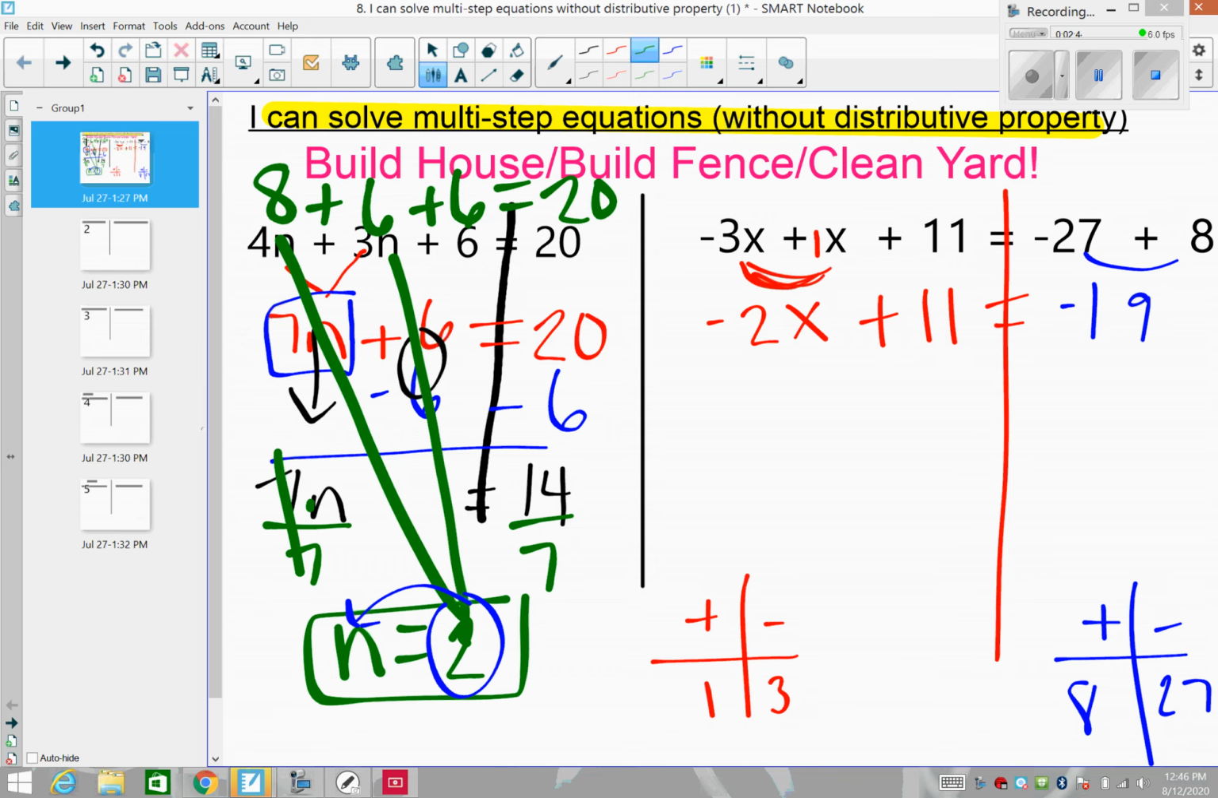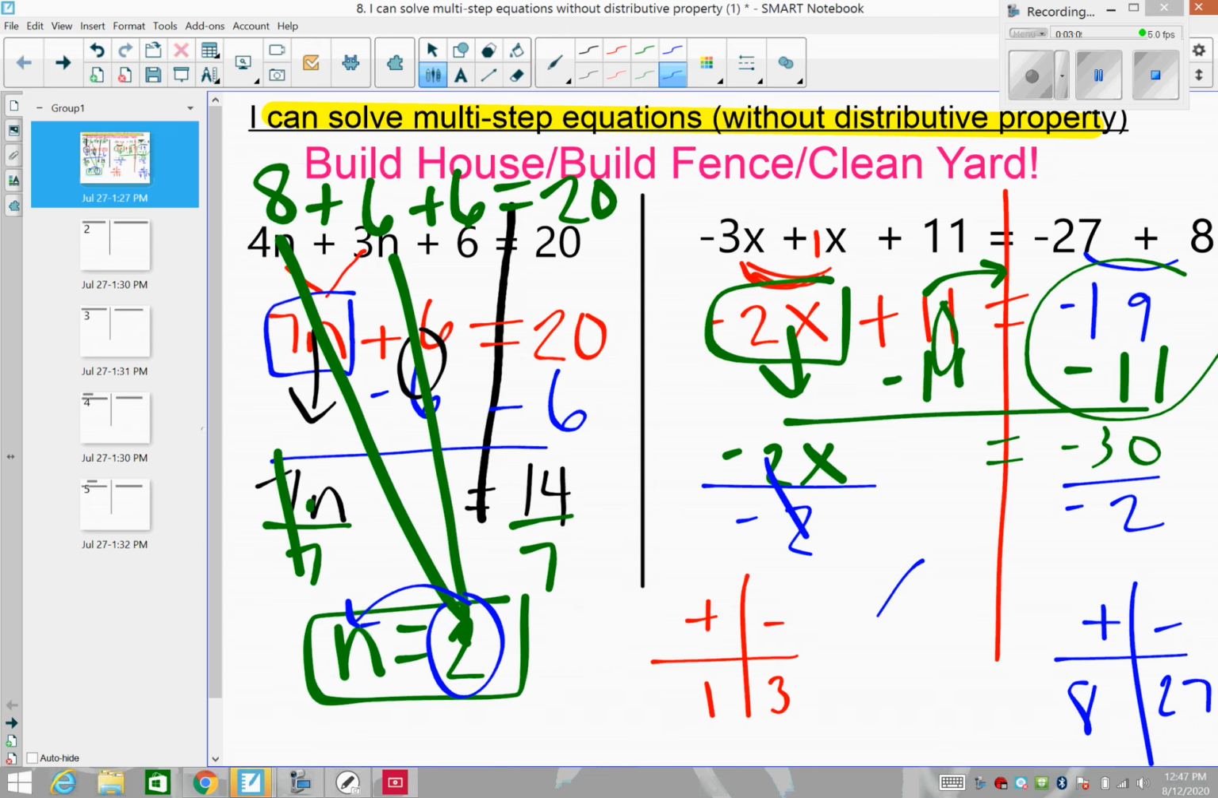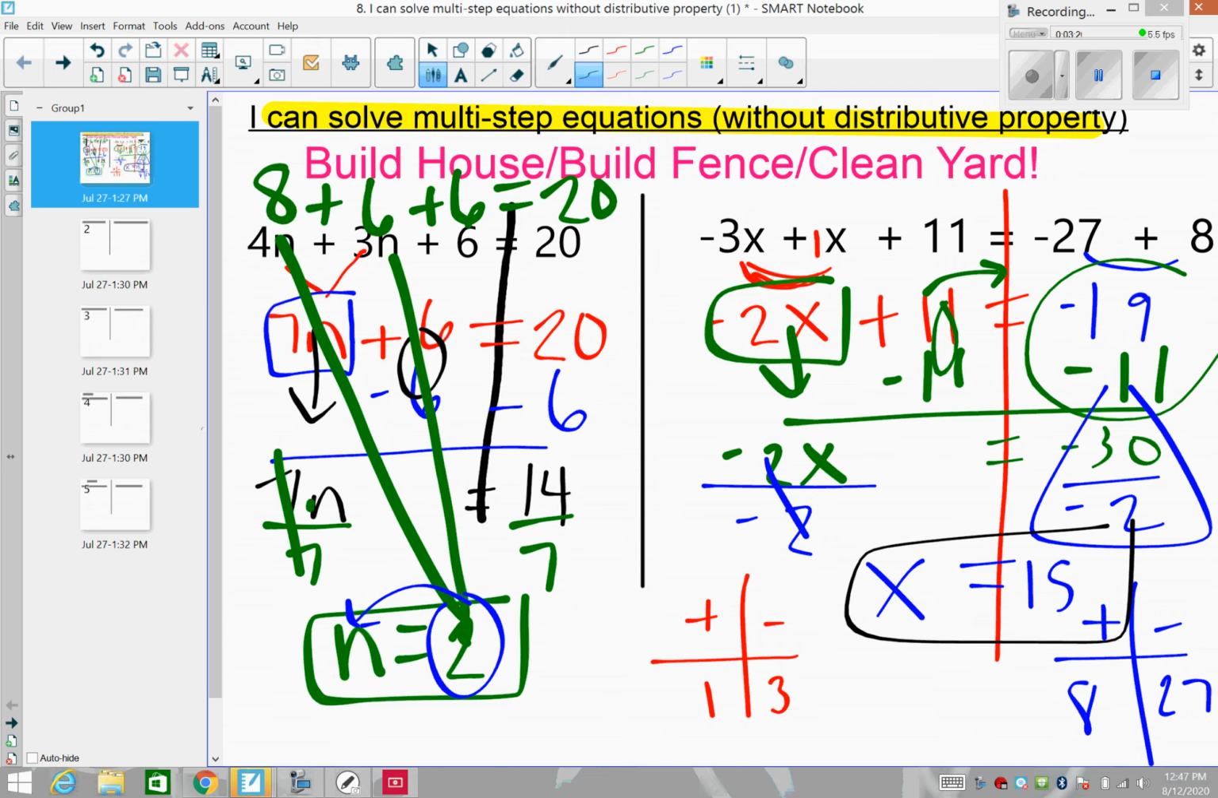So we're going to build a house, build fence, clean yard. So to clean the yard here, we're going to subtract 11, copy, paste. If I haven't used it, drag it down. And when we tug of war that, we end up with 30 players on team negative. One more step here then. So to get rid of the multiplication, we would divide, copy, paste. So we end up with x is equal to, this is a triangle problem, positive 15. So we would substitute back in to check, of course, is the check step. I'm going to skip that step today because otherwise I think the video is going to be really long, but we should be substituting back in to check.